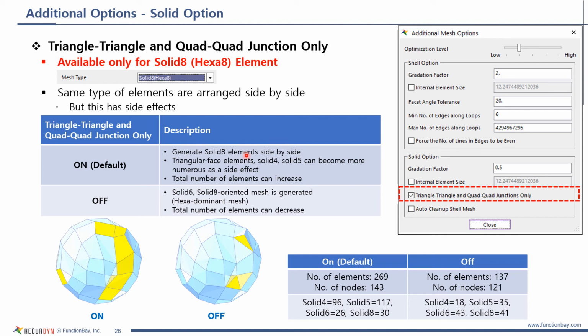So, to reduce the total number of elements and the number of solid 4 and solid 5 elements, it is recommended to set this option to off. So as you can see, when you use the option off, the total number of elements has reduced and the portion of solid 4 and solid 5 elements have reduced.